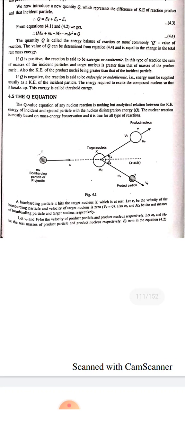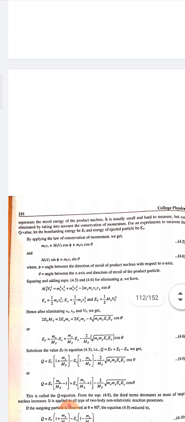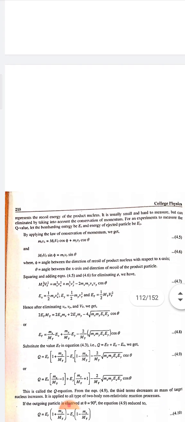A bombarding particle x hits the target nucleus X, which is at rest. Let Vx be the velocity of the bombarding particle and the velocity of the target nucleus is 0, then Vx is equal to 0. Also mz and mx are given. We are not going into detail of this equation. Just here, by applying the law of conservation of momentum, mx vx is equal to my vy cos phi plus mY vY cos theta, and these equations are there.